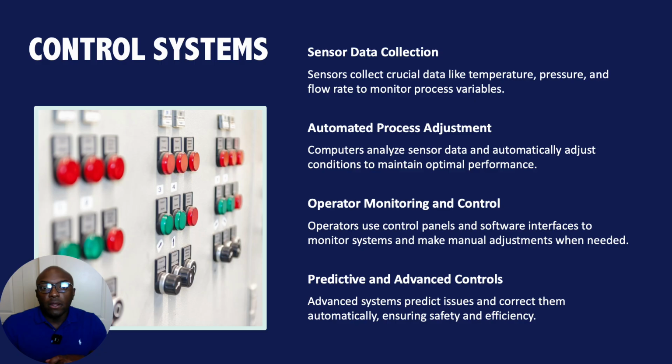Operators use control panels and software interfaces to monitor the system and make manual adjustments when necessary. Advanced control systems can even predict potential issues and make corrections automatically. These systems help ensure that the process is safe, efficient, and consistent. For you, understanding control systems highlights the role of technology and automation in modern industry.